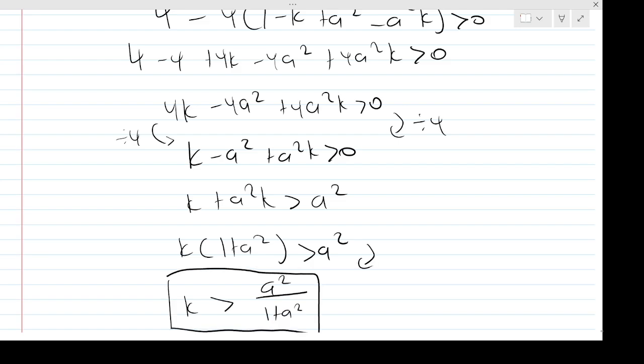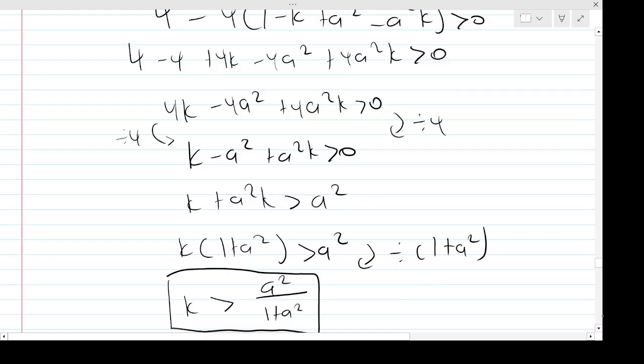And again, to note, when we divide by 1 plus a squared, we're allowed to do that because it won't affect the inequality direction, as that's a positive quantity. Because a squared is a square number, that's positive, and adding 1 will make it positive. So the inequality is fine. Anyway, there's the answer then.